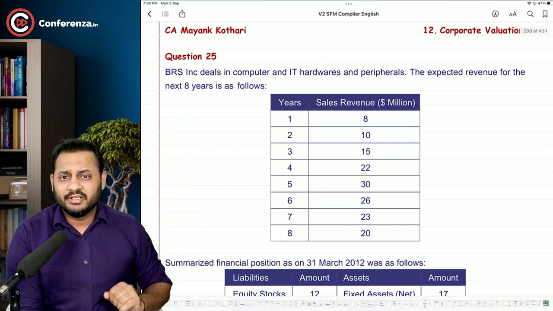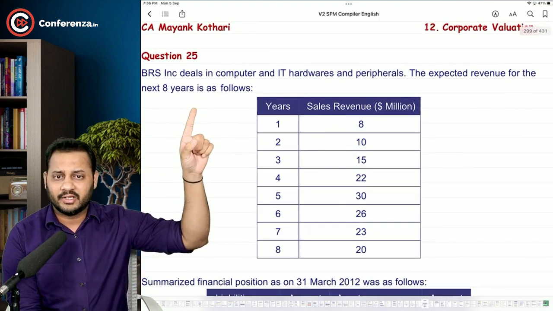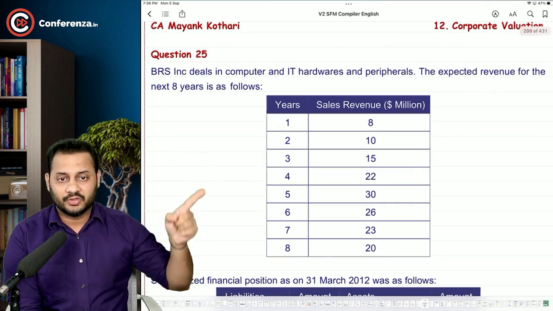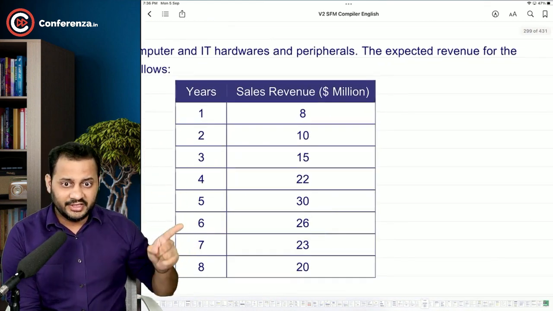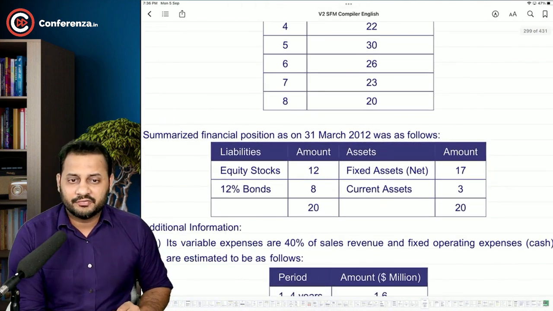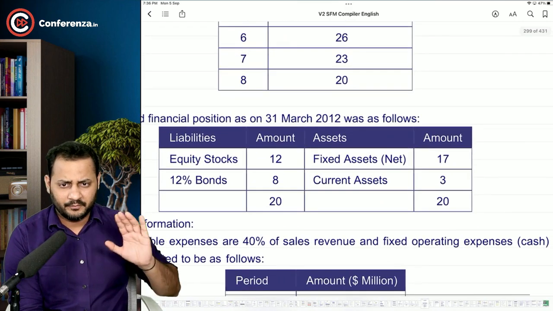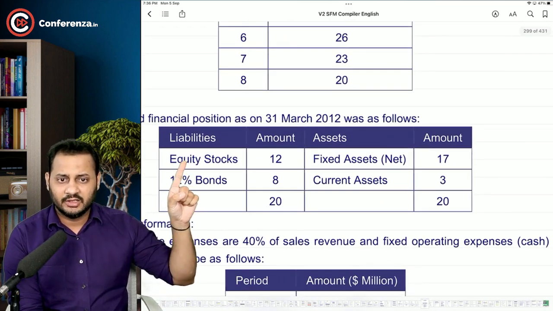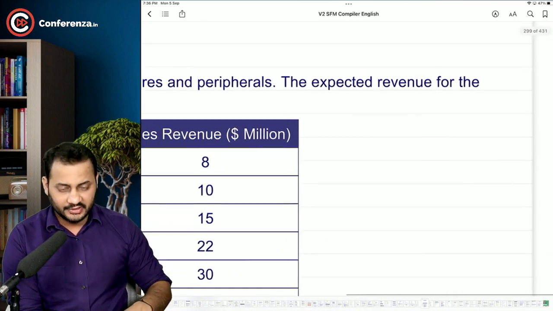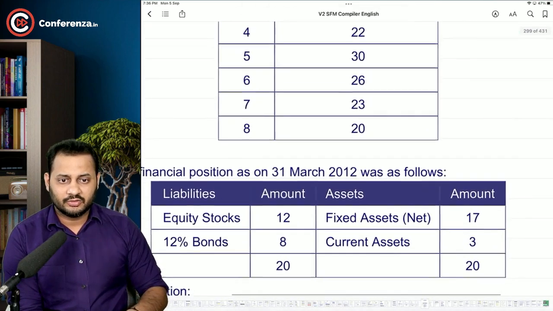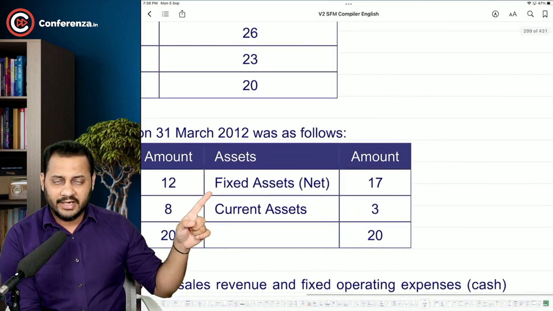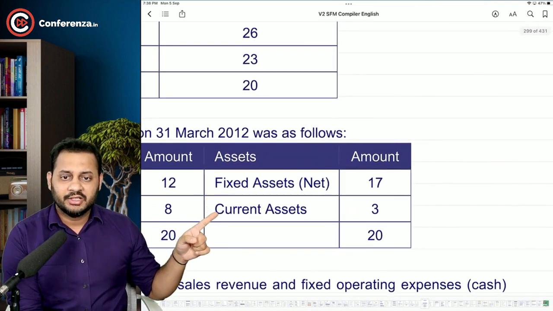BRS Incorporation deals in computer and IT hardware and peripherals. The expected revenue for the next 8 years is given to us. Now, the summarized financial position as on 31st March 2012 is as follows. Have a look. Equity stocks on the liability side, 12% bonds, and these are in dollar millions. 12 million, 8 million, total 20. Fixed assets, net means after deducting depreciation, and this is current assets.